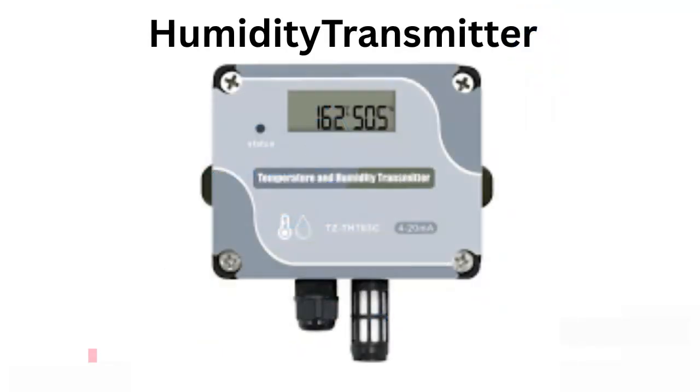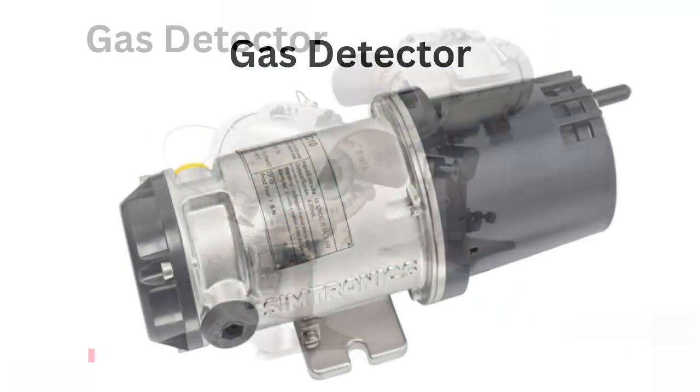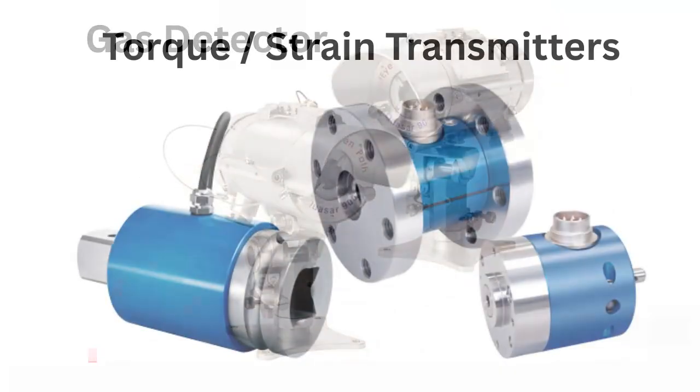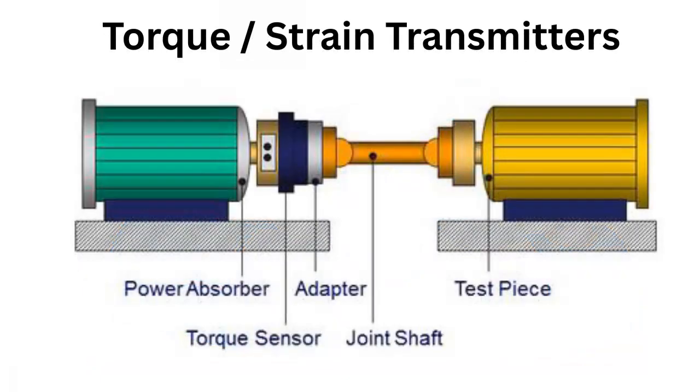Humidity transmitters measure moisture in air, used in environmental control. Gas detection transmitters monitor gases like methane, hydrogen sulfide, or carbon monoxide, critical for safety. Torque and strain transmitters measure mechanical stress, used in motors and drive shafts.